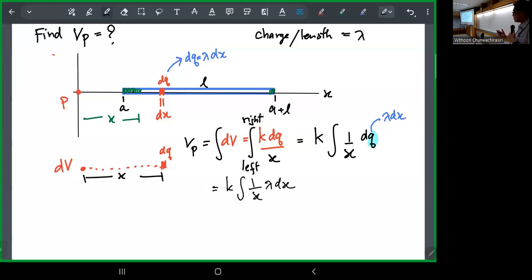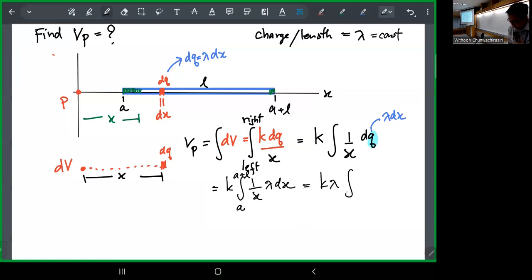And now because everything is written under x, I can put the lower limit to be a, and the upper limit is going to be a plus l. Isn't that cool? All right. And because for this particular problem the lambda is a constant, since according to the problem the charge is uniformly distributed, I can pull the lambda out as well.